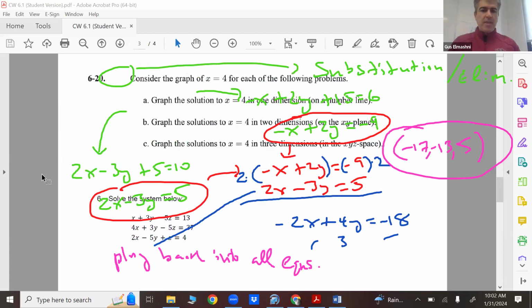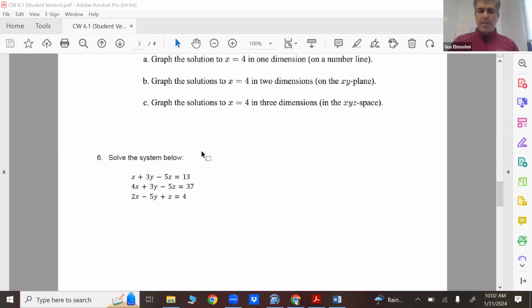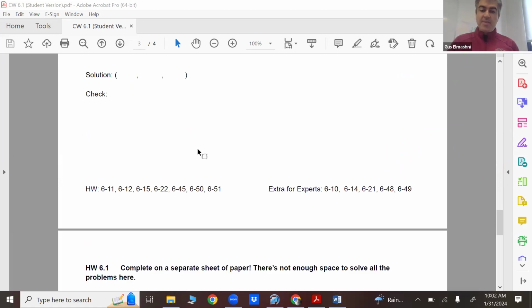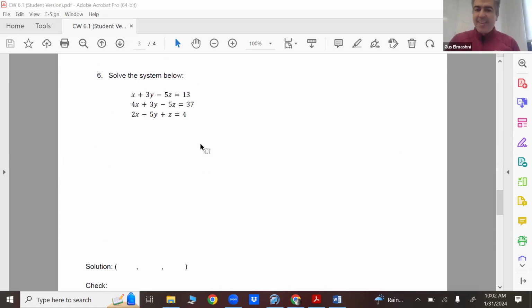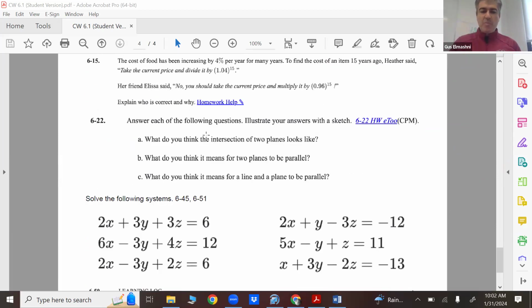All right, let's try this again. For 620, consider graph x equals 4 for each of the following problems. So you're gonna graph it. Okay, so I'm gonna do each of these graphs really quickly, and then we'll do 6. 6 is a doozy. It's a little crazy, but we'll make it work. Don't worry. And then we'll have some homework after that that you guys can do.